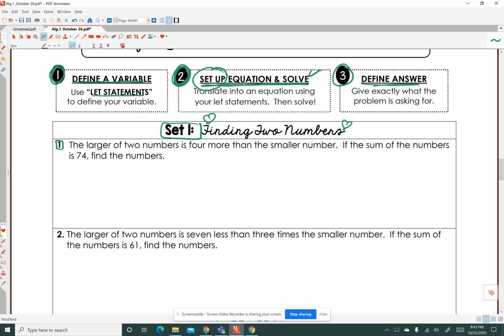It says the larger of two numbers is 4 more than the smaller number. If the sum, that means when we add them together, of the numbers is 74, find the numbers. So the first thing I want you to do whenever you see a problem like this is I want you to create an X box. You could call this a let box if you want. I think it's probably easier to remember to call it an X box. And I want you to create an equation box.